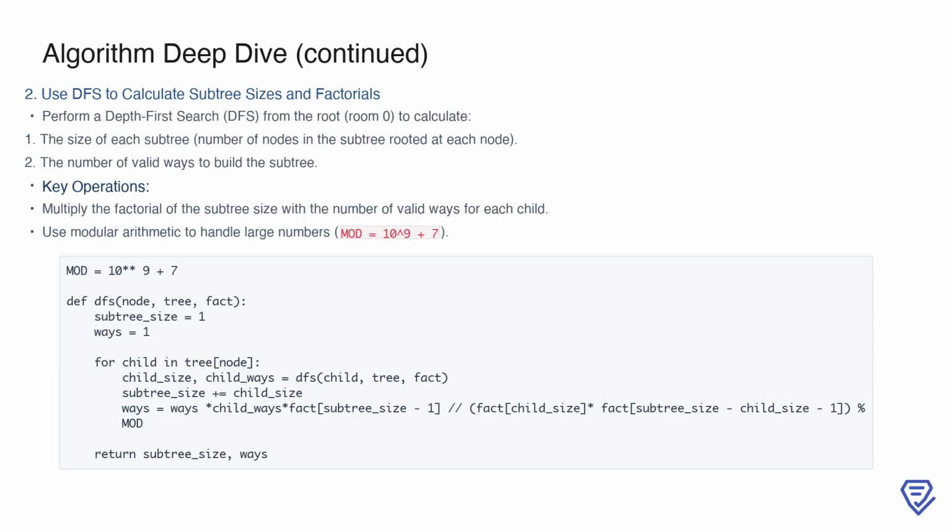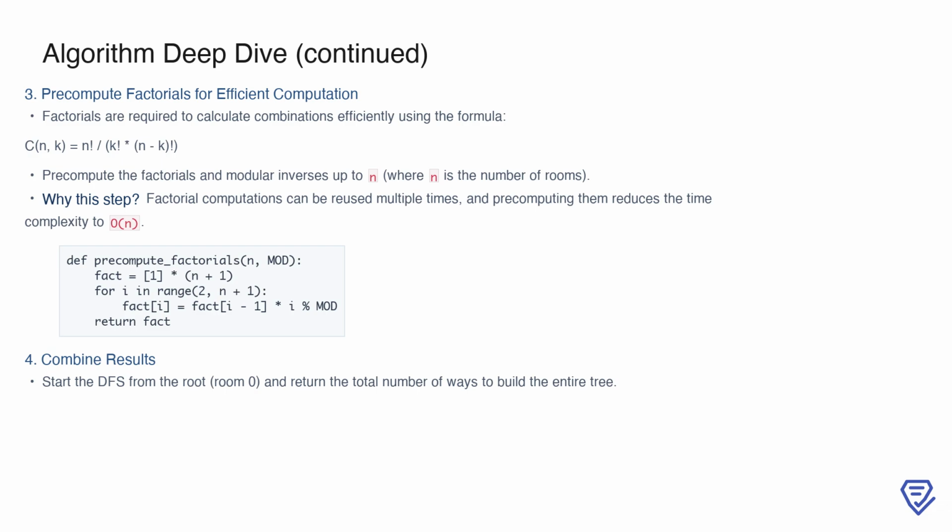The modular arithmetic ensures that our calculations stay within the bounds of 10^9 + 7, as required by the problem. This recursive approach ensures that each node's computation is dependent only on its immediate children, making the algorithm efficient and scalable for large inputs. To make the computation of combinations efficient, we pre-compute factorials and their modular inverses.